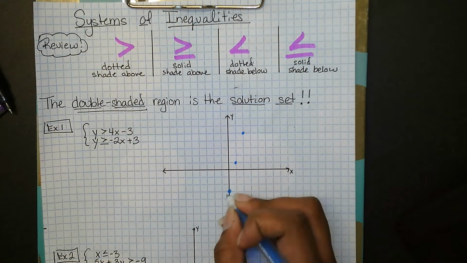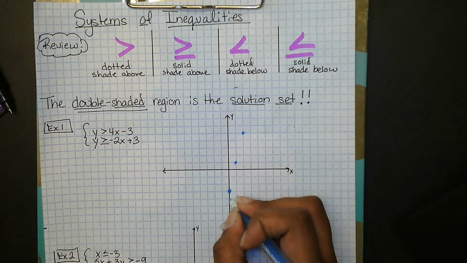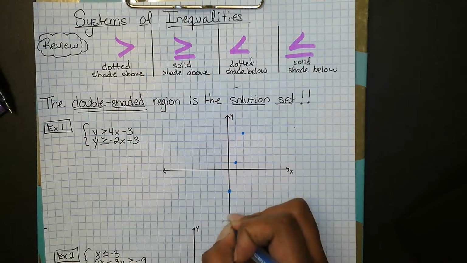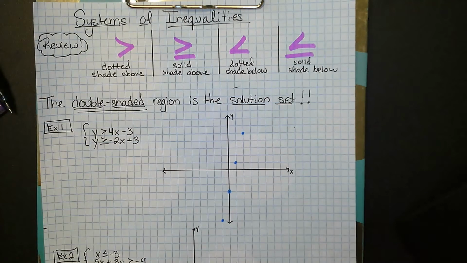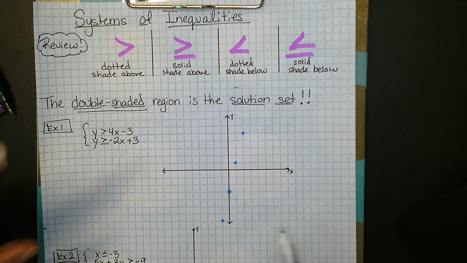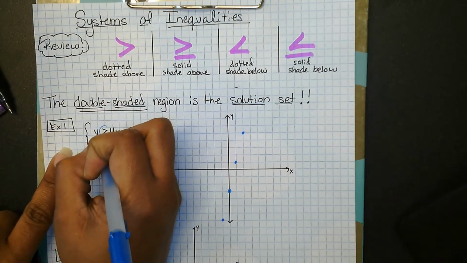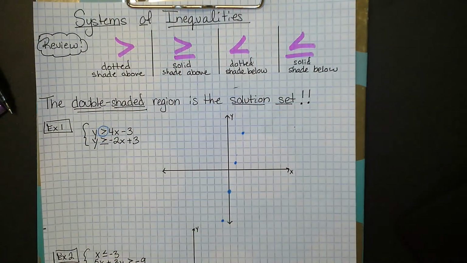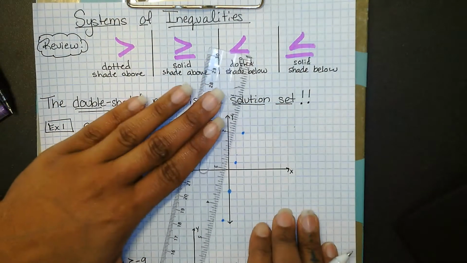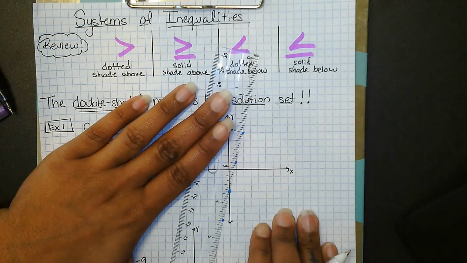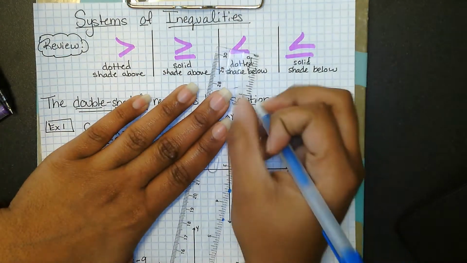And let's go in the opposite direction at least one time. Go down 1, 2, 3, 4 to the left 1. Okay. Now, since our inequality symbol is a greater than, we will connect these points with a dotted line.